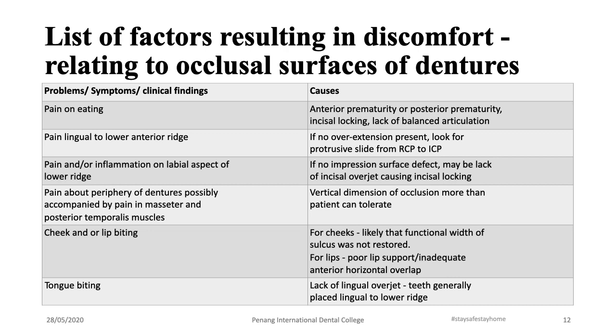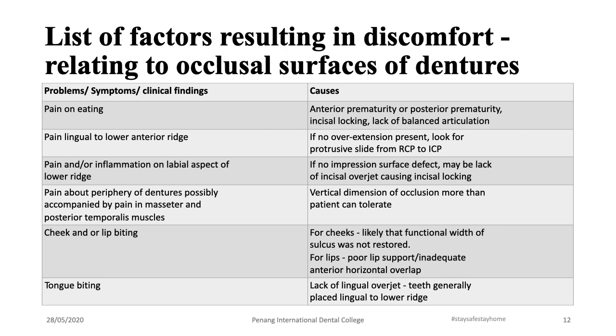And then you have pain about the periphery of dentures, possibly accompanied by pain in the masseter or posterior temporalis. This is one of the rare conditions which can happen. This is basically because the vertical dimension of occlusion is more than the patient can tolerate. Then you have cheek or lip biting. For cheeks, it is likely that the functional width of the sulcus was not restored, and for lip biting, it is poor lip support or inadequate anterior horizontal overlap.